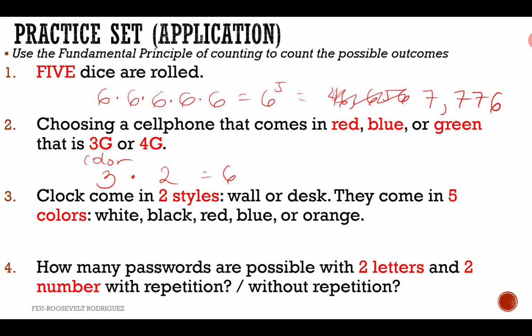Next, for item number 3. Again, let's say we have a clock that comes in 2 styles. That is, it's either a wall or desk clock. And then they come in 5 colors: white, black, red, blue, or orange. If that's the case, for the style of our clock, we have 2. And then, for the color of our clock, we have 5. So, just multiply the set of values. Therefore, 2 times 5 is equal to 10 possible outcomes.